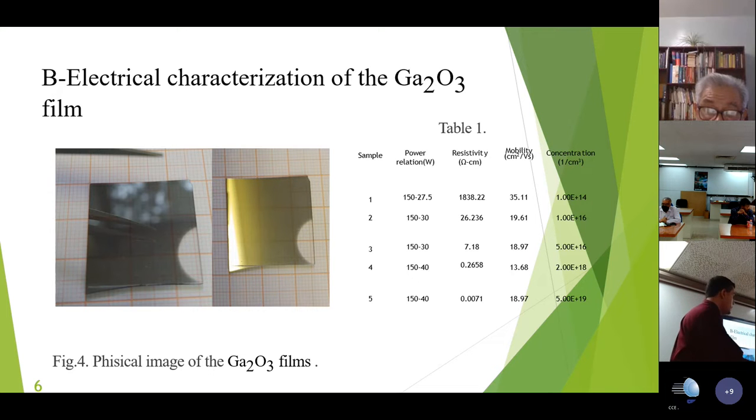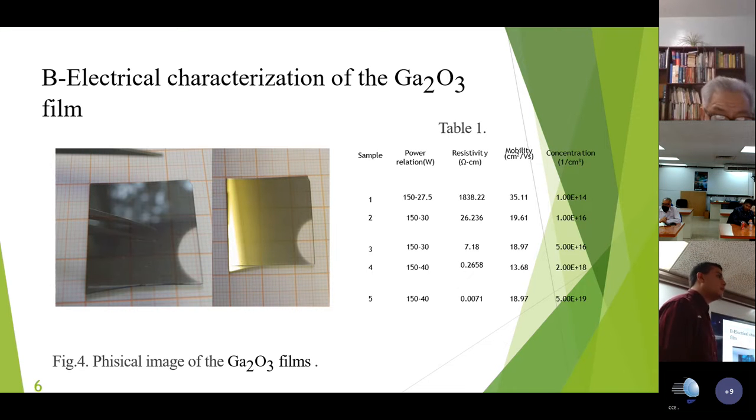These parameters are obtained from the films. These were different films, and all of these were made with different relationships of power. We use 150 for one material, the gallium oxide, and 27.5 for titanium, and we were varying that value, and we obtained these different parameters.